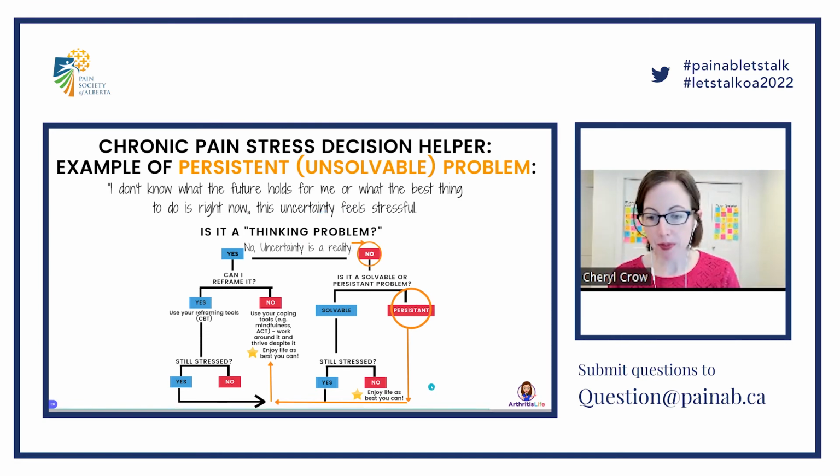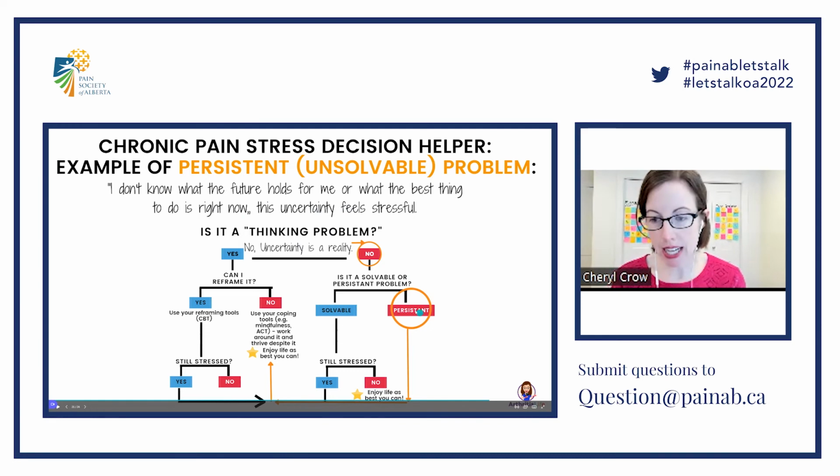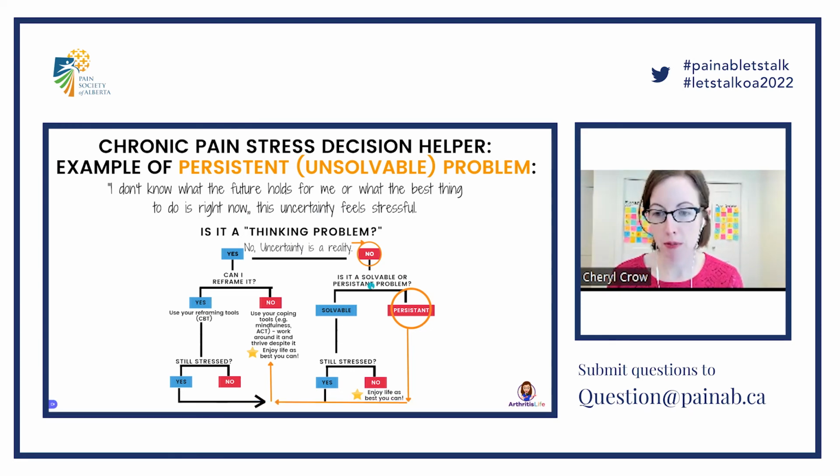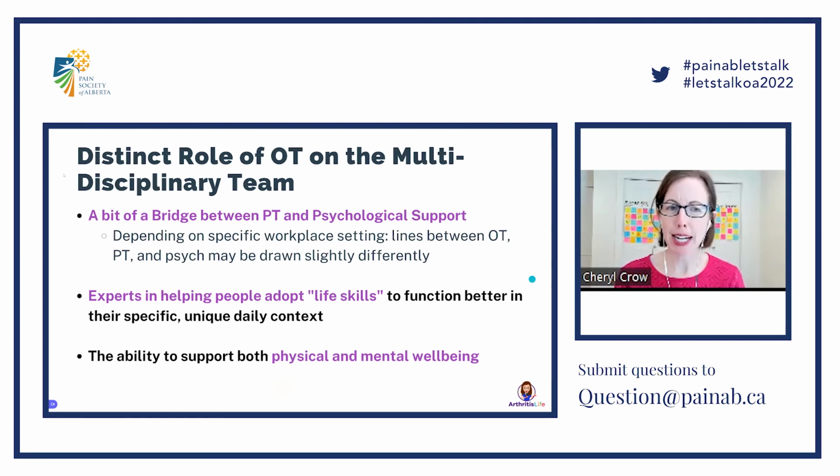So then you say, okay, this is reality. Is it solvable or persistent or perpetual? It's persistent. Okay. So then we use our coping tools to say, this is not going away, but I can cope with it and I can thrive despite it. And I know, again, you're probably thinking, wait a minute, OT is such a funny profession. We think we're kind of a bridge.